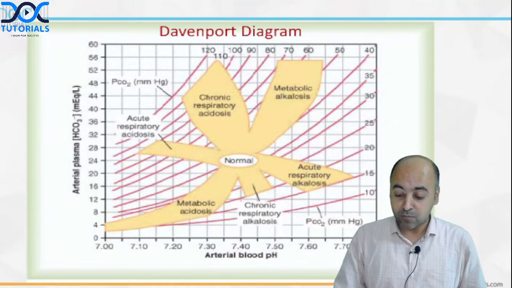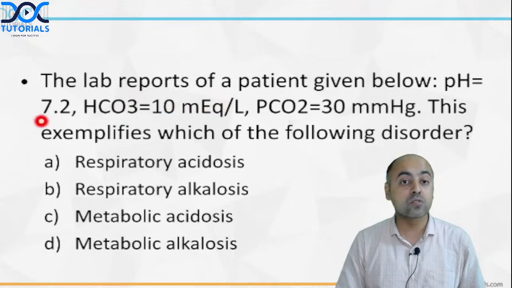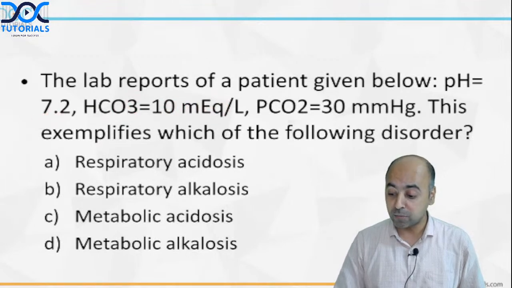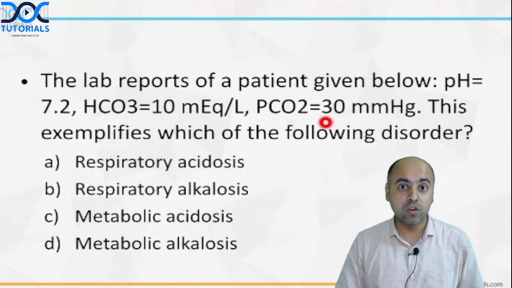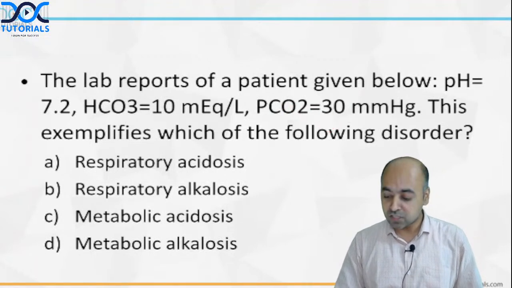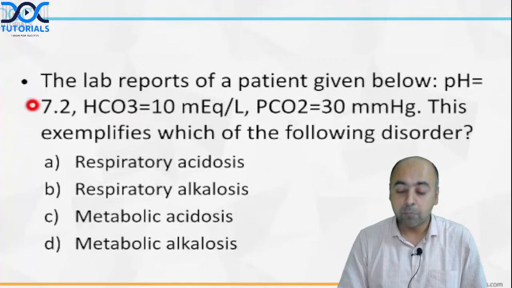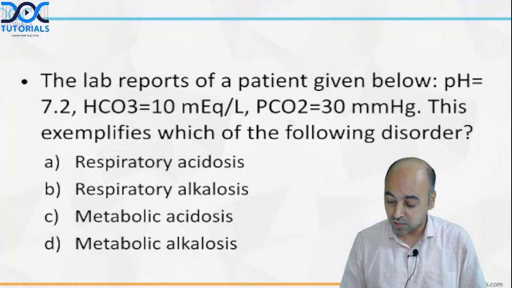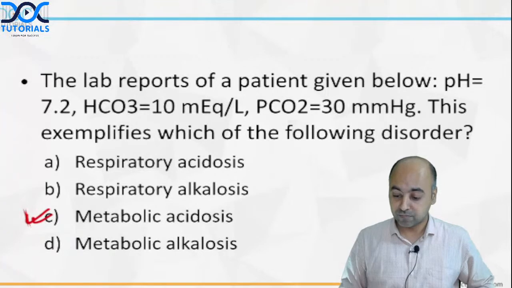Okay, so I'll show you some more questions which have come in the exam. See here, the lab report of a patient gives pH value 7.2, acidosis. Bicarbonate is decreased, which should be there in acidosis, so this is probably metabolic. PCO2, if it is acidosis, would have increased, but here it is going below, so it would be compensation. However, in the question, compensation has not been asked. So we are looking at metabolic acidosis. Your answer in this case should be metabolic acidosis.